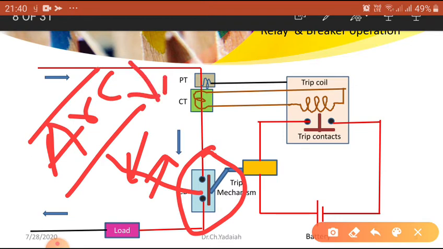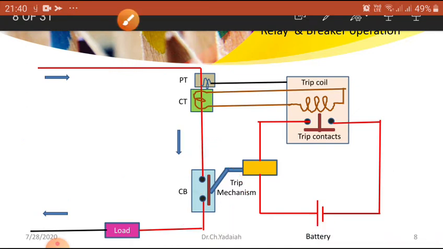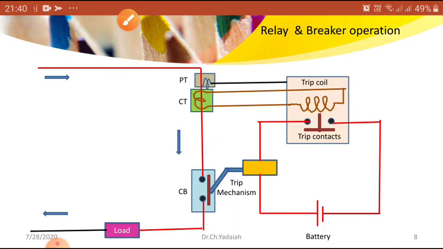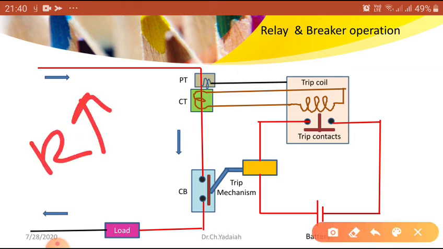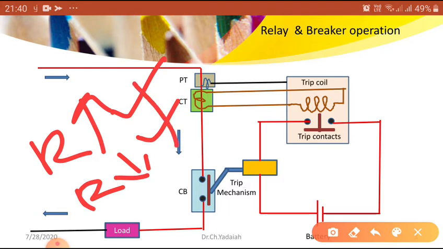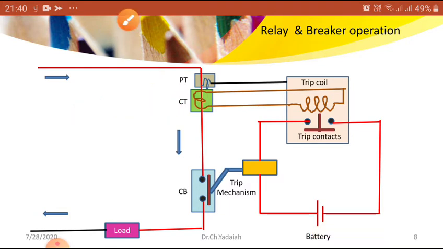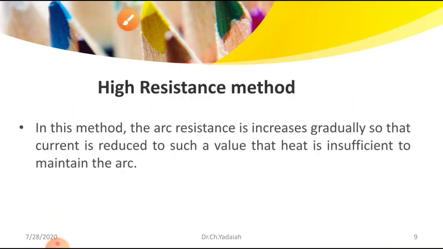So that is what we are going to do in this method. This can be done by two methods: one is the high resistance method, and the next one is the low resistance method. What is happening in the high resistance method, and what is happening in the low resistance method, we can see. Now this is the high resistance method.